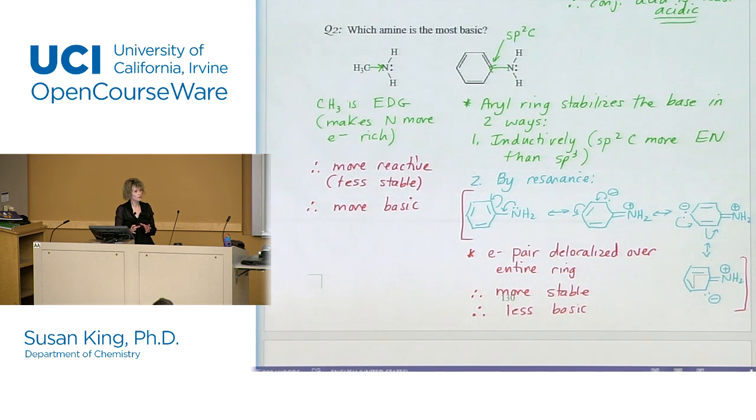There's other ways to do this. You can look at the stability of the acid, but for most compounds that we're dealing with, this is going to be a little bit easier to do. Questions so far? Anybody?